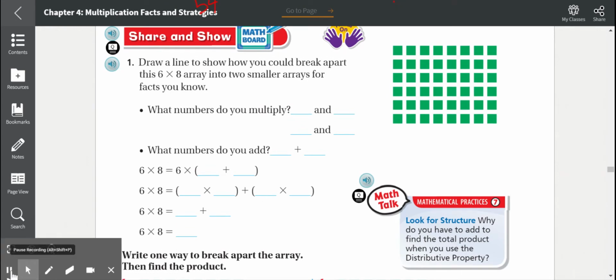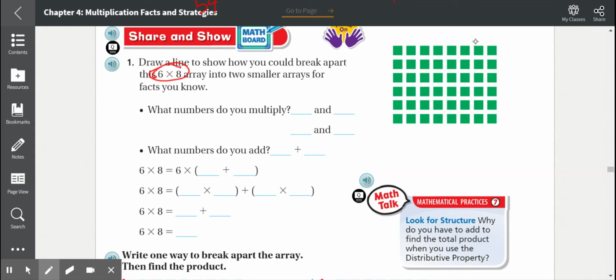Okay, let's do some more for practice. Here we go. Draw a line to show how you could break apart this 6 times 8 array. So let's break it up. Let's circle what we know. We know it's 6 times 8 into 2 smaller arrays for facts you know. So here we have 1, 2, 3, 4, 5, 6, and then here's the 8.